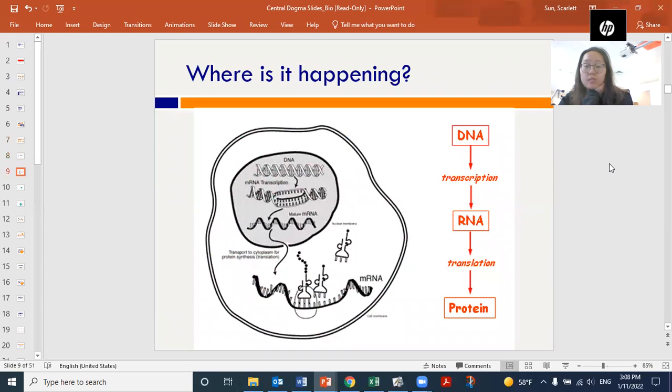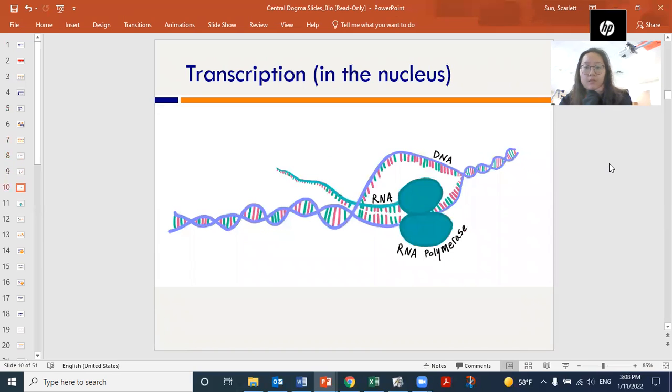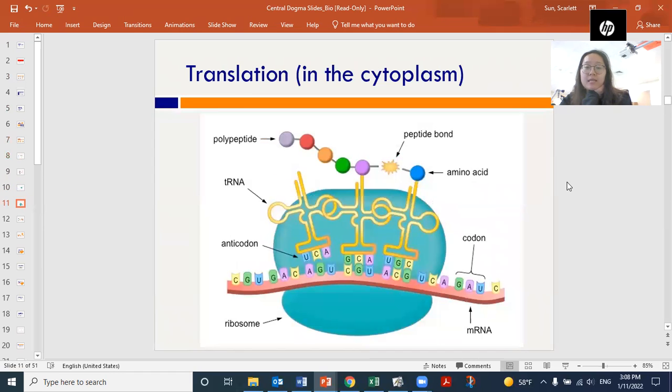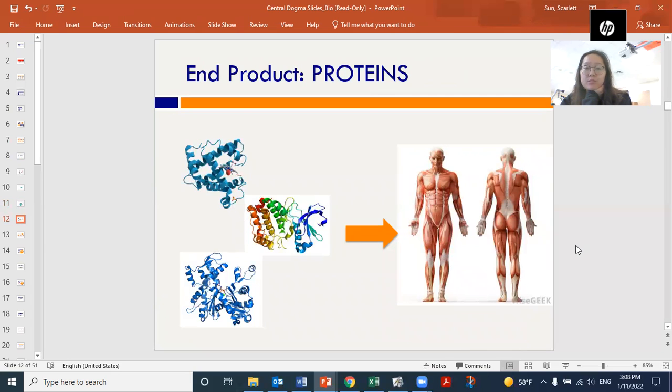Where is this happening? Well, it's going to be happening from the nucleus, leaving the nucleus and then going to the cytoplasm. Right, so this is transcription in the nucleus. The RNA is being created by RNA polymerase as DNA is open. And then translation happens in the cytoplasm on the ribosomes, which is this big blue thing in the background. And amino acids are getting built together based on the mRNA message that came out of the nucleus from the DNA. And the end product is proteins, which generally make up our physical bodies, or any organism's physical bodies.